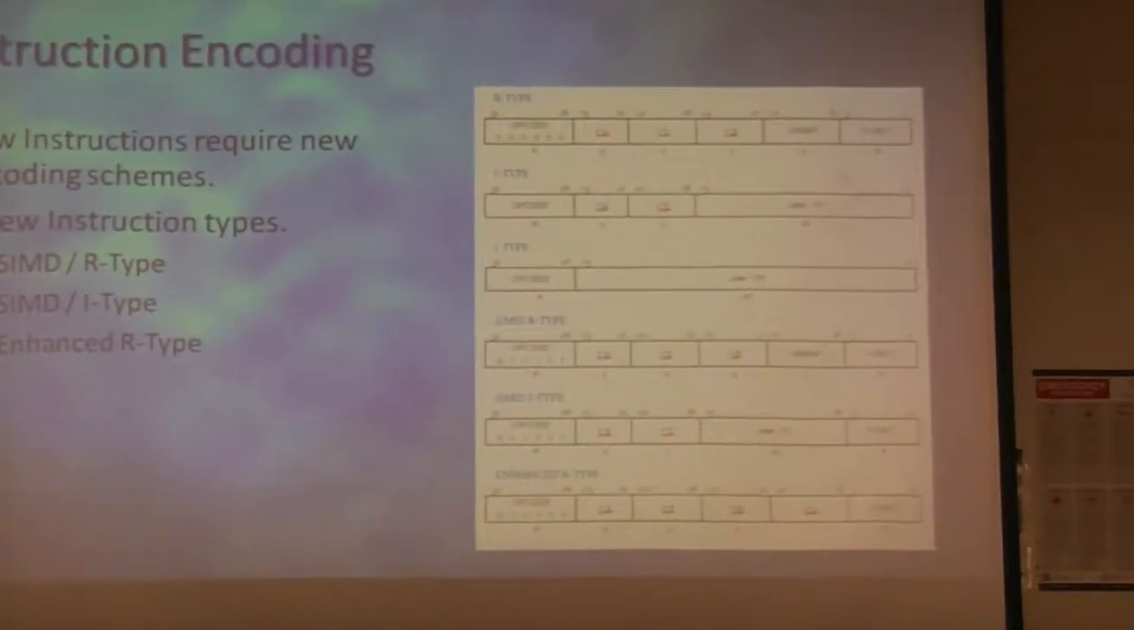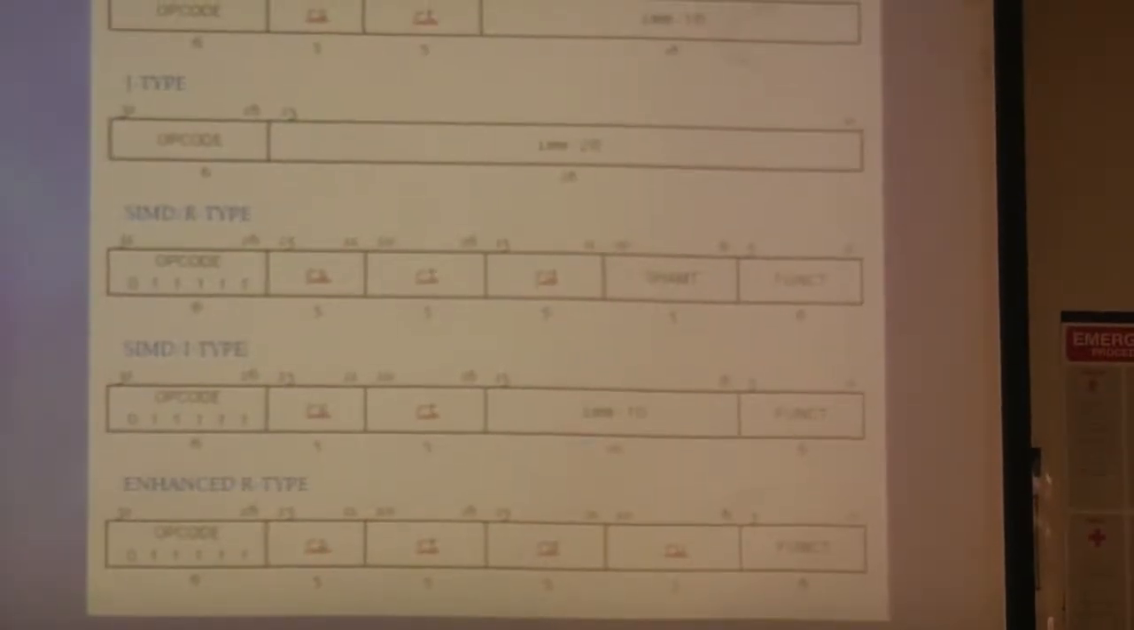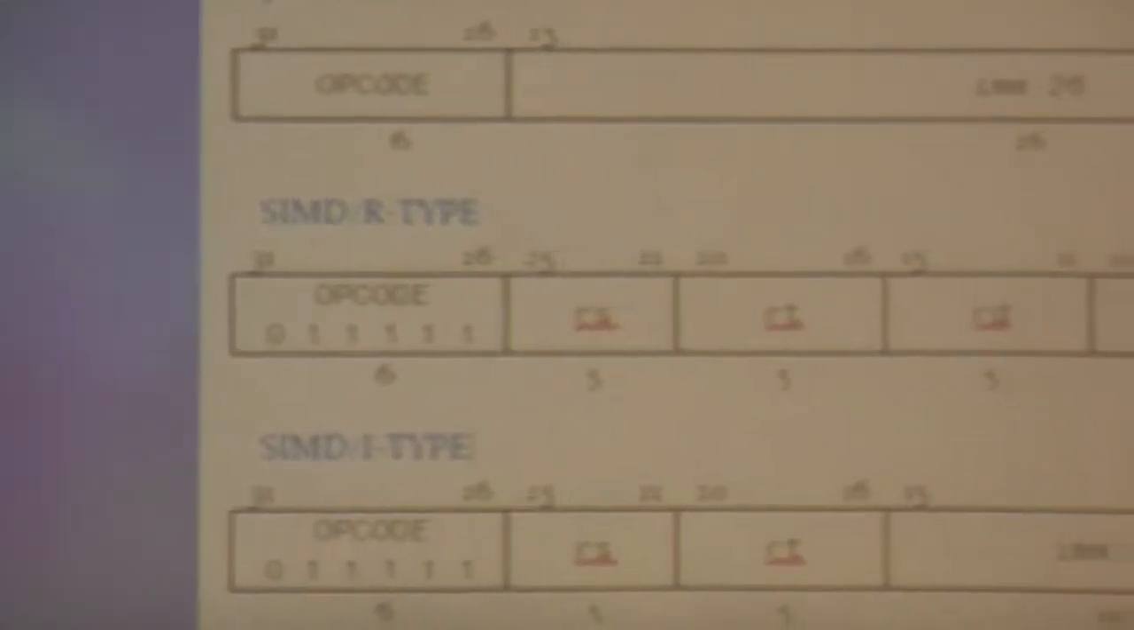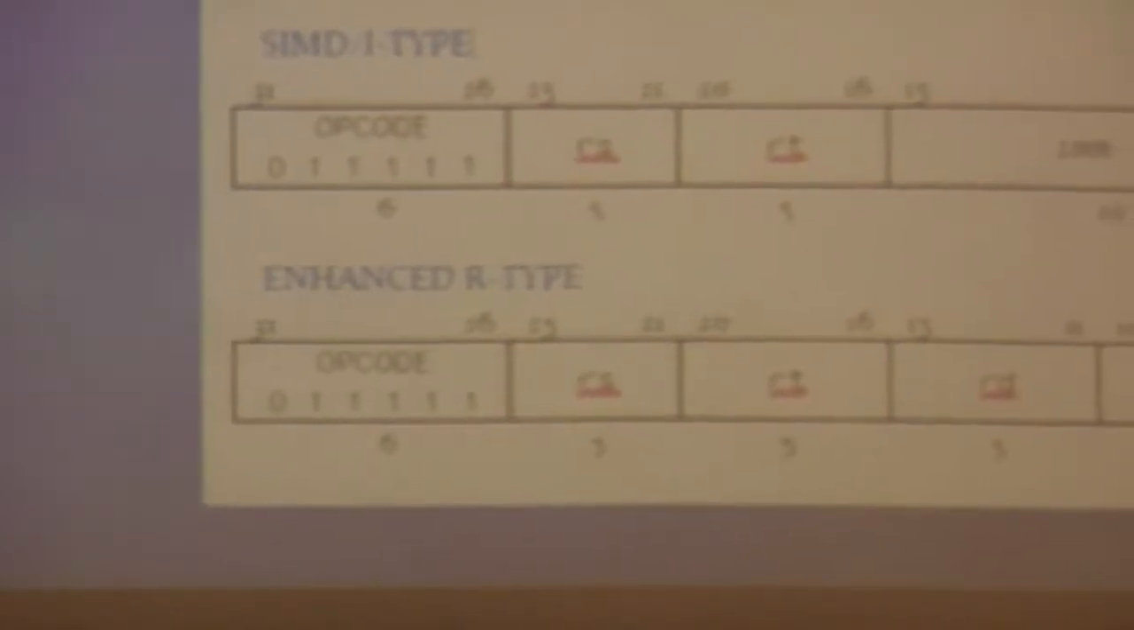And in order to add these new instructions, we had to add three new instruction types: SIMD R-type, SIMD I-type, and enhanced R-type. SIMD R-type is much like R-type, except the opcode field is 1F instead of 00. The SIMD I-type is much like I-type, except instead of a 16-bit signed immediate, it uses a 10-bit signed immediate. And the enhanced R-type is also much like the R-type, except it adds a new field, RU, which you're able to use for 4 registers instead of 3.